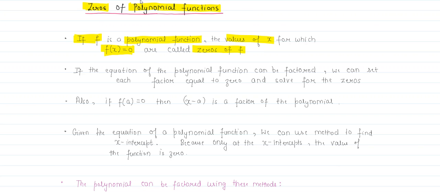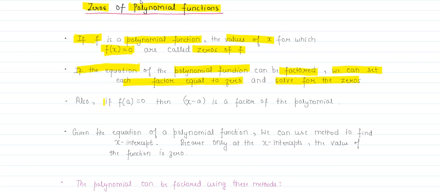And how do we find these zeros of a polynomial function? If the equation of the polynomial function can be factored, we can set each factor equal to 0 and then find the zeros of the polynomial function. It is simple to find the zeros. As we do in quadratic equations, we find the factors, put the factors equal to 0, and then find the values of x such that the value of the function is 0.